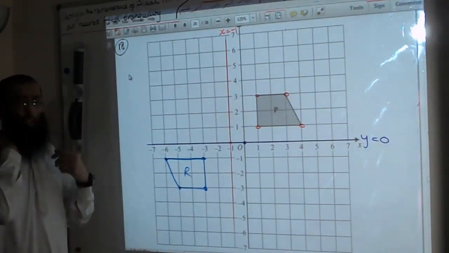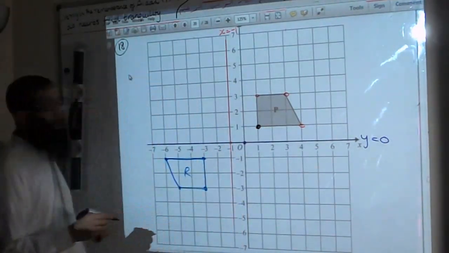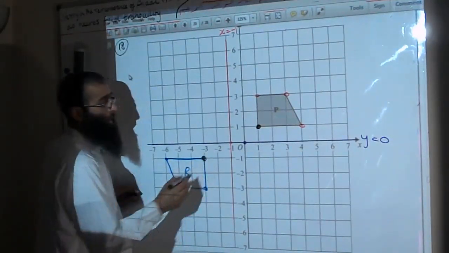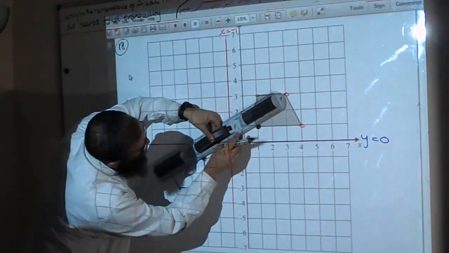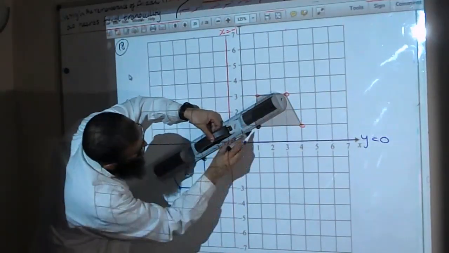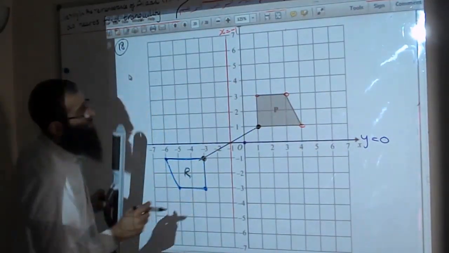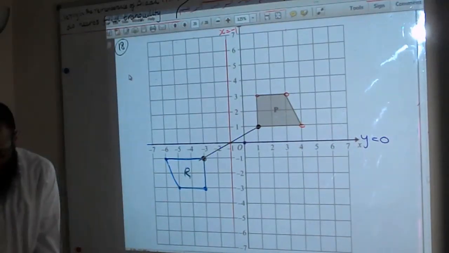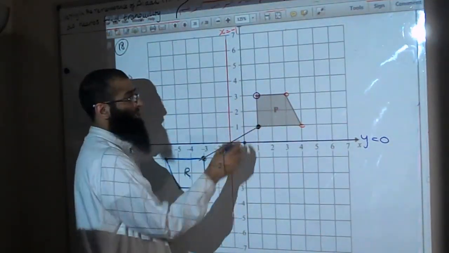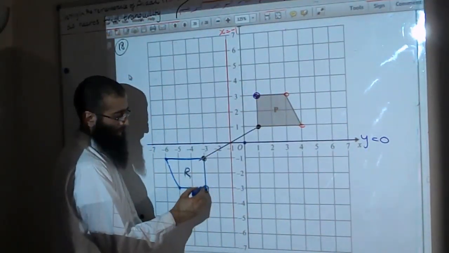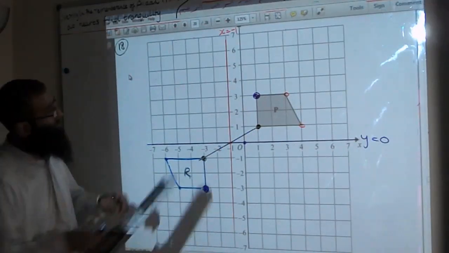Now, what we need to do first of all, we need to join up corresponding points. So, this point here corresponds with which point? That one there. Yeah, let's join them up. Okay, now we need to join up 2 other corresponding points. So, should we choose this one here? What does that correspond to? This one here, yeah? Corresponding points. So that point has come over here. You've got to join them up now.